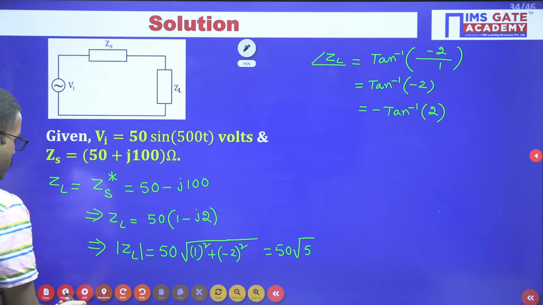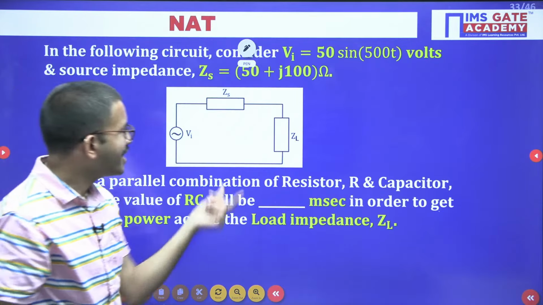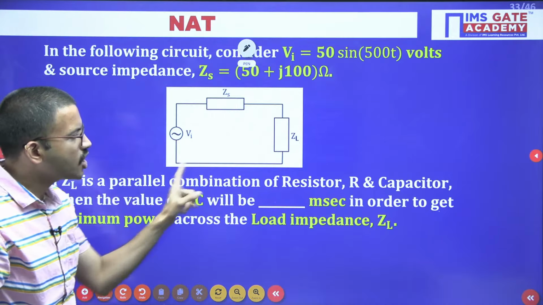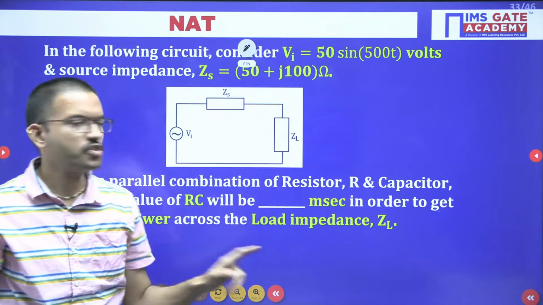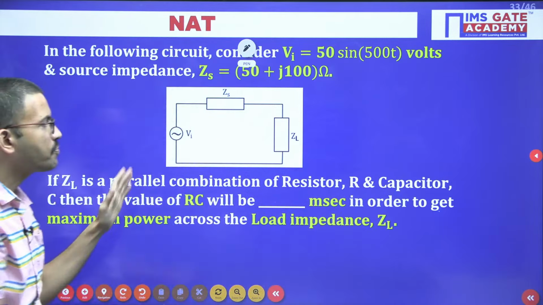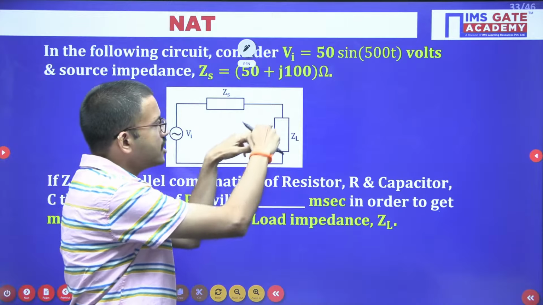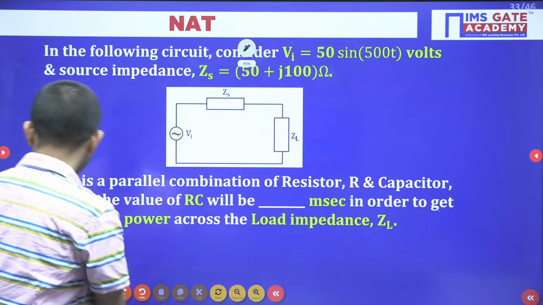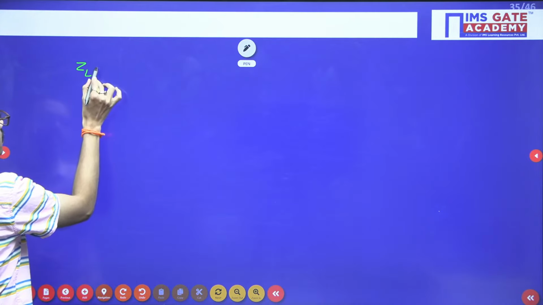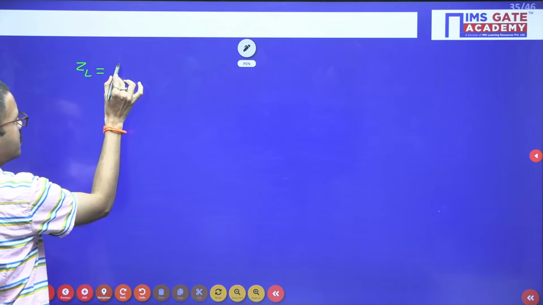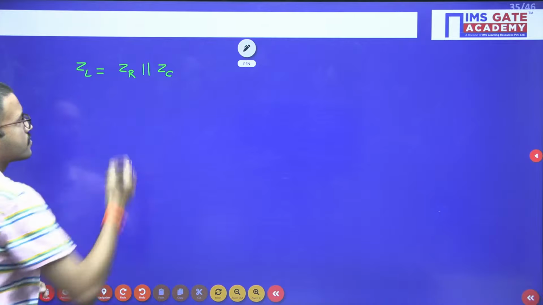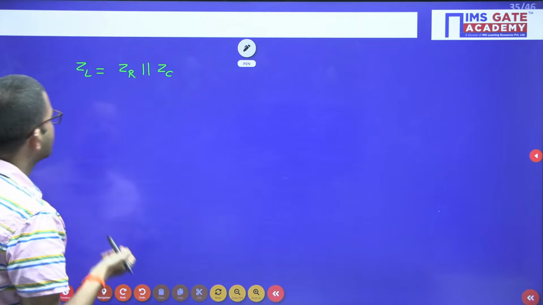Now just observe, in this question regarding ZL they have mentioned the clue. ZL is a parallel combination of a resistor and a capacitor. You have one resistor, its value is R, and one capacitor, its value is C. That parallel combination is nothing but this ZL, right? So ZL is nothing but the parallel combination of resistor and capacitor.